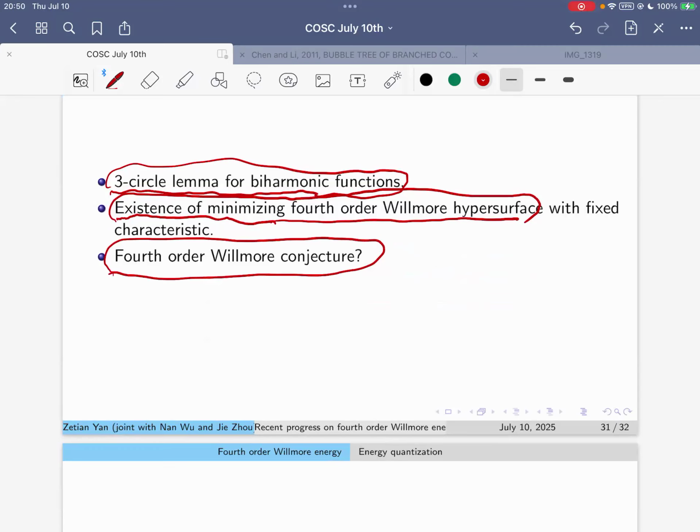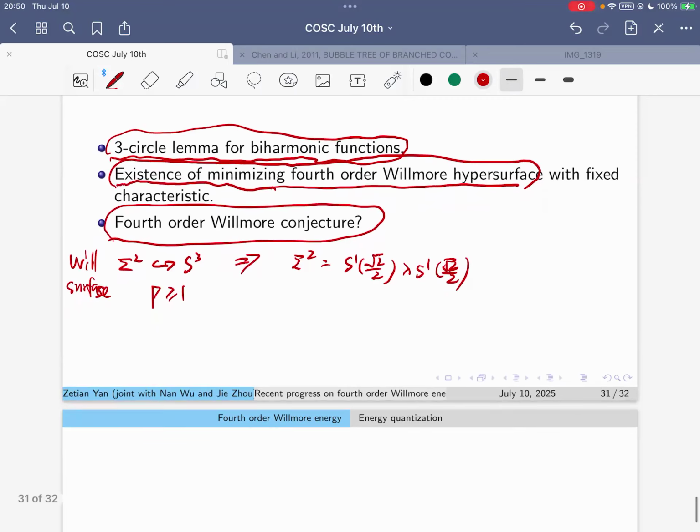So the Willmore conjecture says, let me say it in the following way: if you consider a Willmore surface in S3 with genus bigger than or equal to 1, then the minimizer is obtained by the Clifford torus. And the key point in Marques and Neves's proof is the following result.